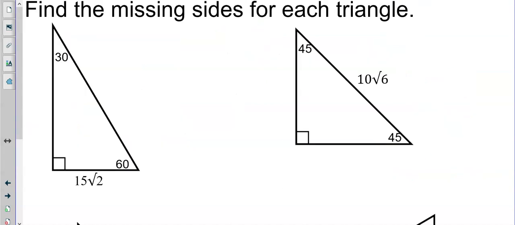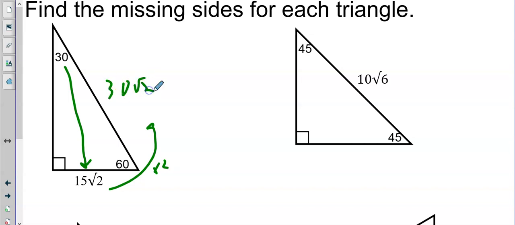And last one, just some fun practice here. Okay? Find the missing sides. So what have I got? I like to draw the arrows. I have my smallest side. That is awesome. That's the easiest one. So I'm going to go to the easiest math, and I'm going to multiply by 2. Because remember, going from the shortest side to the hypotenuse is simply doubling it. So if I multiply 15 times 2, that's 30 radical 2.